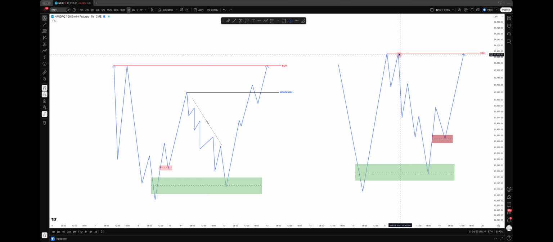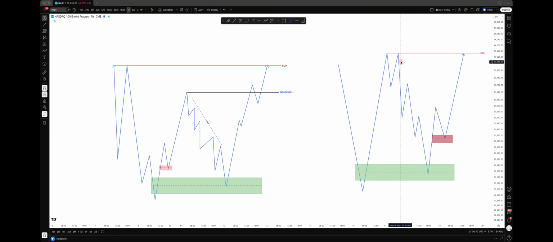Now, if there is a trap of a retailer right here, what's going to happen? The BPR is going to send the price to the upside. Came down, any BPR, any fair value gap, and that fair value gap is going to be very precise. I'm going to tell you, okay? But for now, let's say any fair value gap, and then it pushed to the upside.